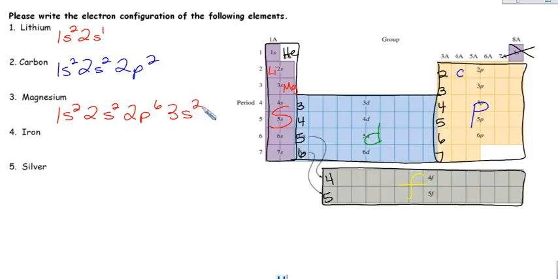3s2. I'm done. I would almost say this is borderline fun. I'm really enjoying this right now. Okay, let's try some crazy ones.